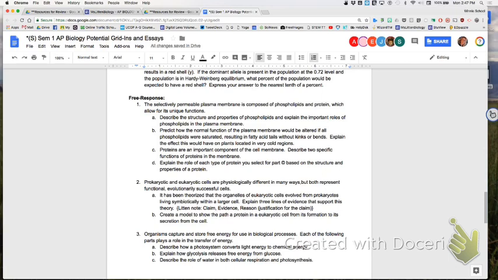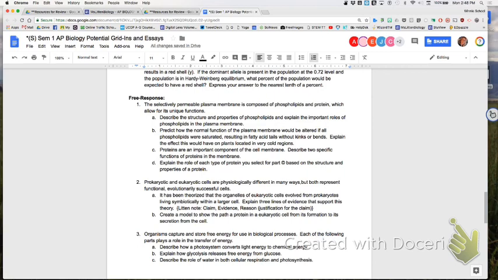Now, this first one is talking about the selectively permeable plasma membrane, which is composed of phospholipids and proteins, which allow for unique functions. Now, we haven't really talked about cell membranes yet, right? Well, let's see if there's any part of it we can do. Describe the structure and properties of phospholipids and explain the important roles of phospholipids. Can we do that one?